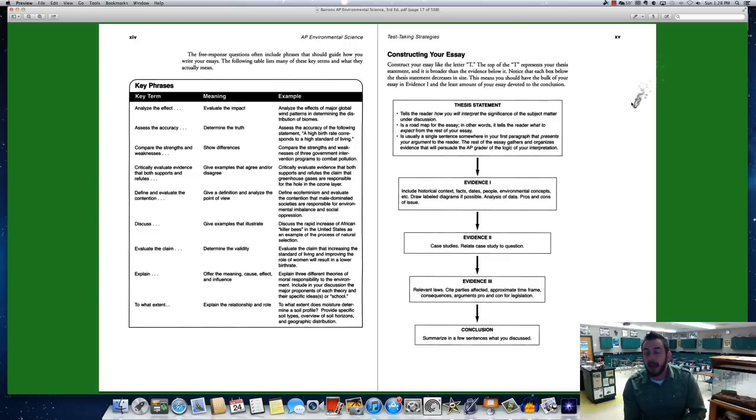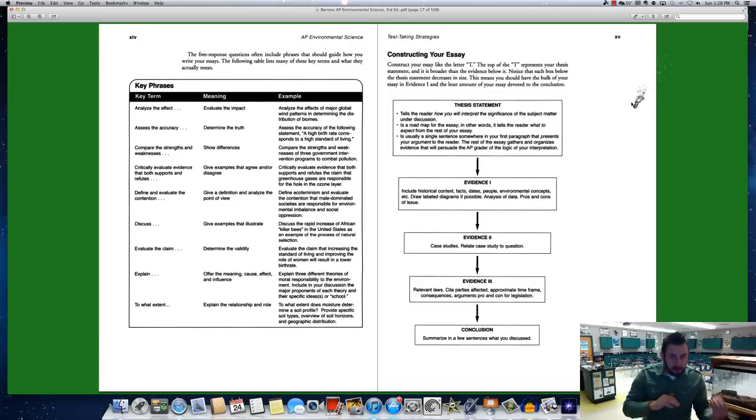You can draw, label a diagram, if you've got time or you're more of a mental and drawing person. Analyze the data, pros and cons of the issue. Evidence 2 would be any sort of case study that you remember, or any relevant facts or situation that you know about.